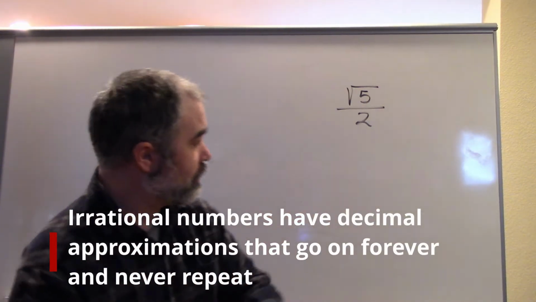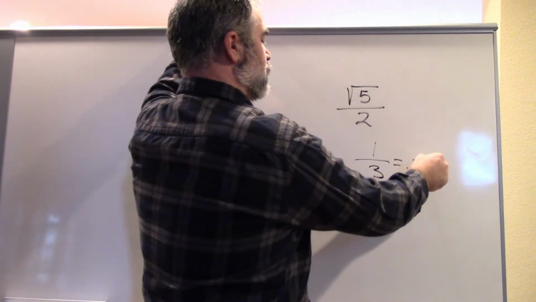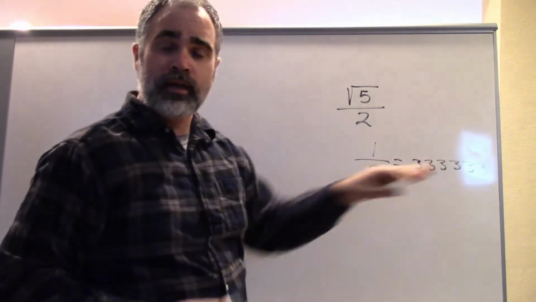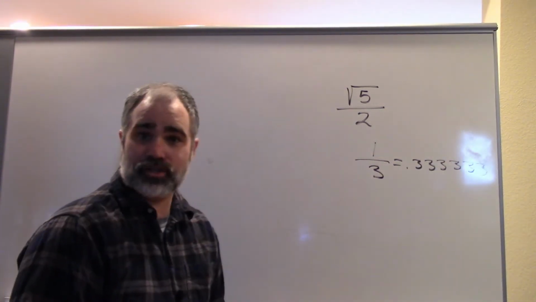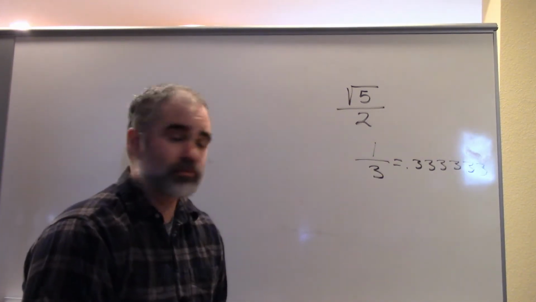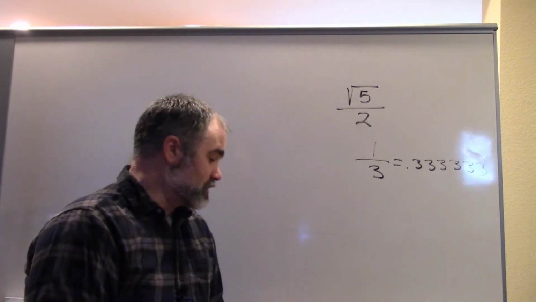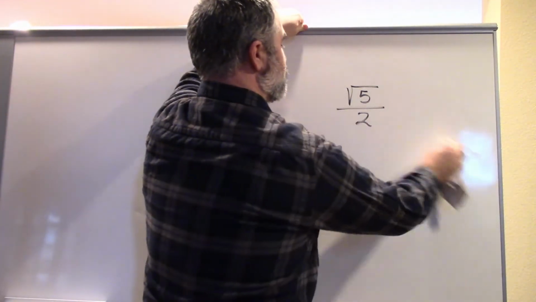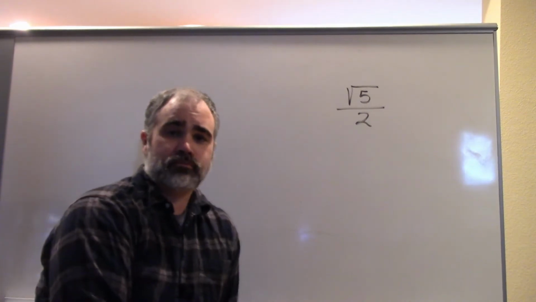So, for example, 1/3 is not irrational, even though it has this 3 repeating forever. Irrational actually means you cannot write it as a fraction. A rational number is a number that can be written as a fraction. An irrational number cannot be written as a fraction, which means that the decimal will go on forever and never repeat.